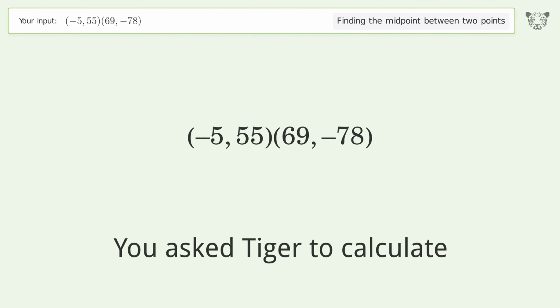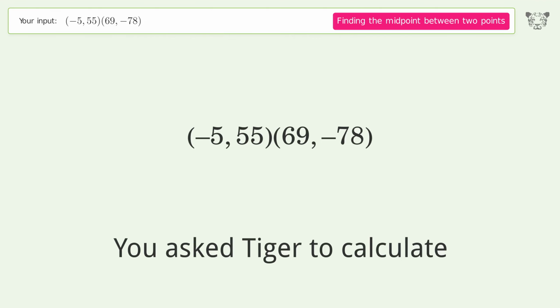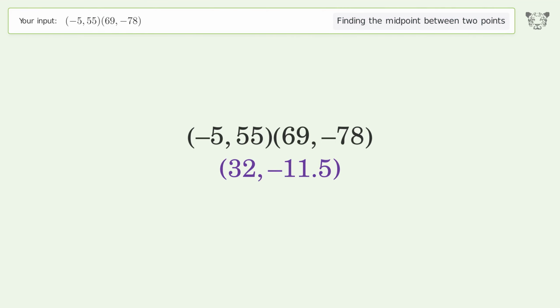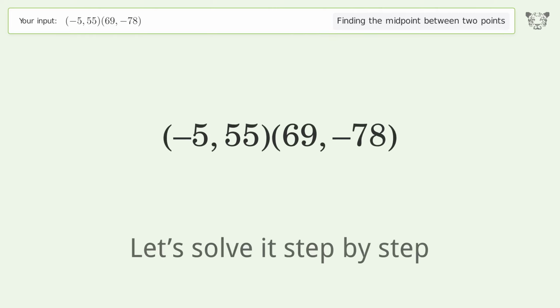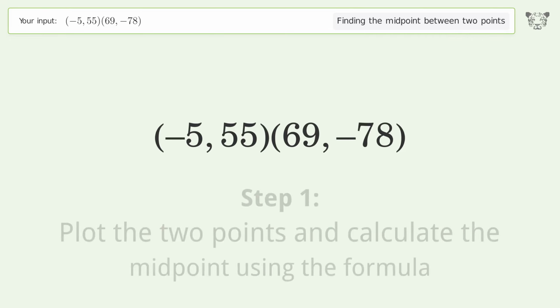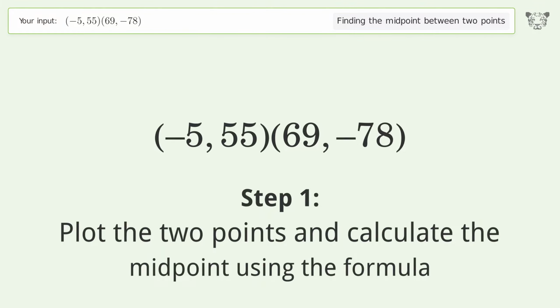You ask Tiger to calculate. This deals with finding the midpoint between 2 points. The midpoint between the 2 points is (32, -11.5). Let's solve it step by step. Plot the 2 points and calculate the midpoint using the formula.